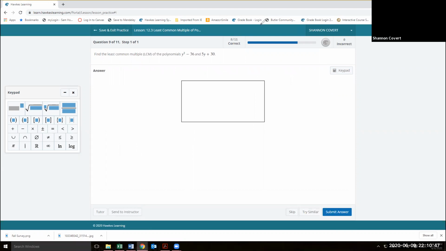Example number 9 is find the least common multiple of the polynomials y squared minus 36 and 5y plus 30. We will start by factoring y squared minus 36. That's a difference of squares. So that factors into y plus 6 times y minus 6. Then we will factor 5y plus 30. This looks like just going to have a greatest common factor of 5. When I take out the 5, I'm left with y plus 6.